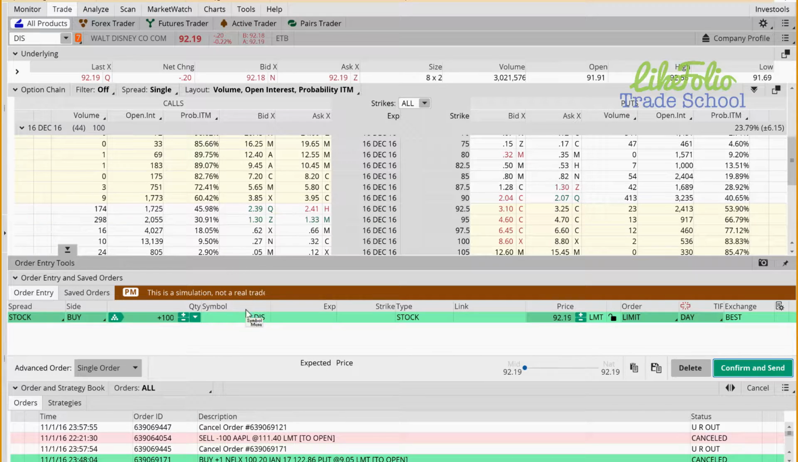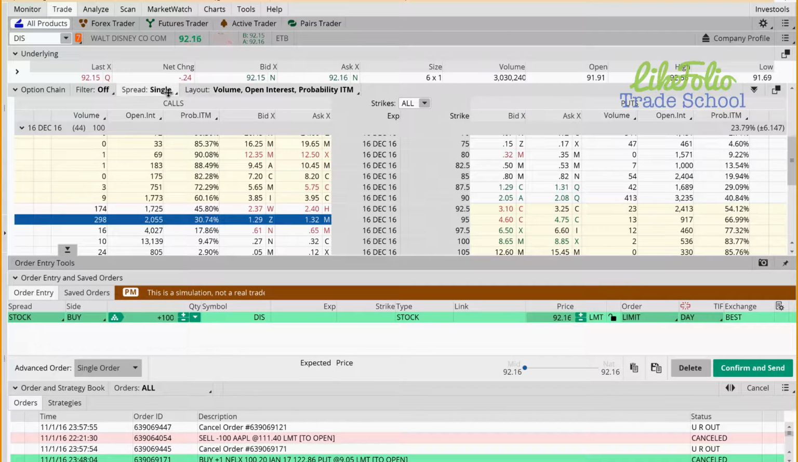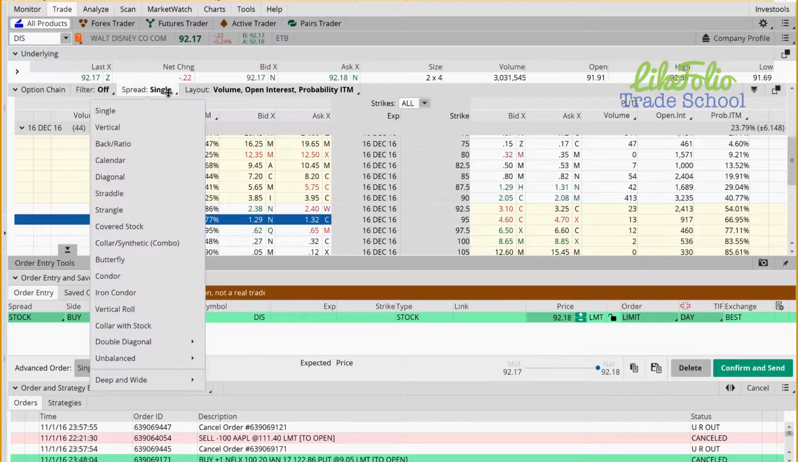So essentially we'd be buying 100 shares of stock, and we'd be selling simultaneously the 95 calls. So if I hold the control key and I click the bid here, it's going to give me an error. It's going to say you can't create a custom covered spread. So that's why you have to go over here to this spread area, change it from single to covered stock. I just kind of wanted to show you the mechanics of it first.